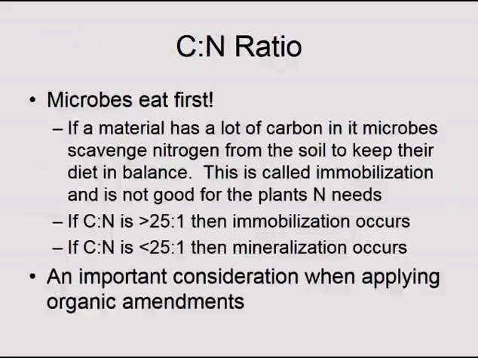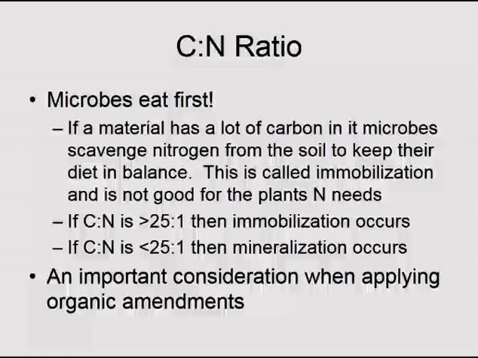Okay, carbon to nitrogen ratio. I think we talked about this a little bit in the last lecture. Remember that the quality of the residue that we're applying to the soil determines in large part the process that it undergoes. And the rule is that microbes eat first. If you put out a material that has a lot of carbon in it, the microbes have to scavenge in the soil to keep their diet in balance. This is called immobilization. They're taking nitrate or ammonium in the soil and using it in their bodies, and this means that plants cannot use that nitrate or ammonium for themselves.